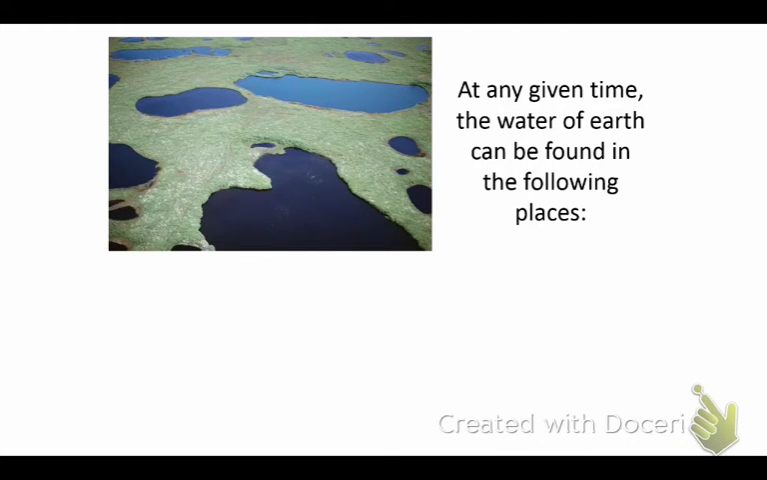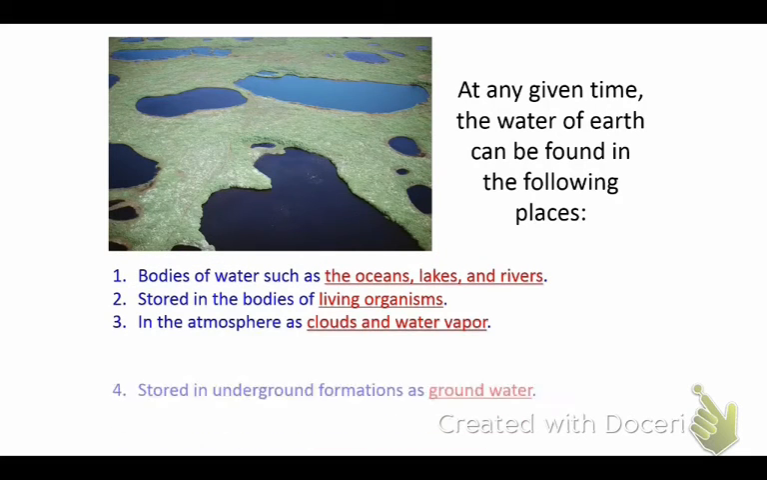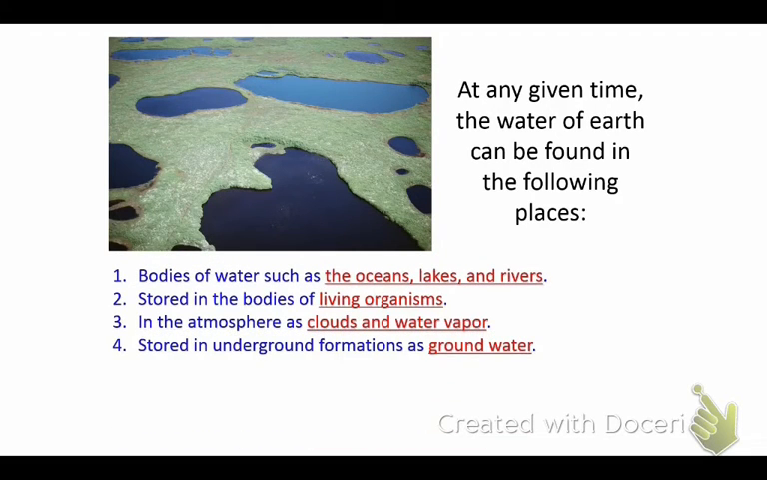All right, so at any given time, the water on Earth can be found in the following places. These are the main 4. Oceans, lakes, and rivers, right? So large bodies of water. That's what we all think of. When you're like, where's the water? You're like, beach. Okay? She says something else. Nope. Just keeping it entertaining.